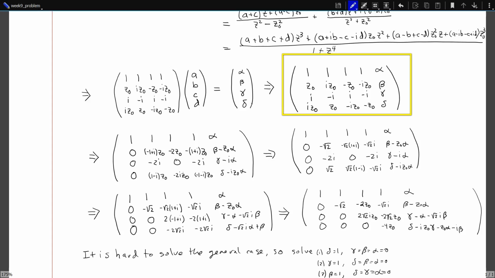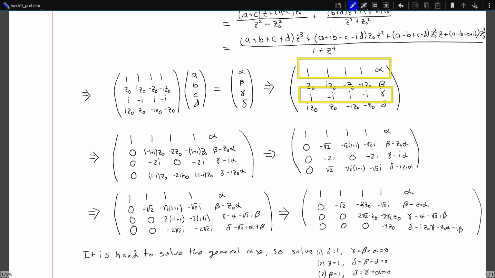And now we want to start doing the row reduction. So we're going to take the first row, multiply it by z0 and subtract it from the second row. And we're going to take the first row, multiply it by i and subtract it from the third row. And we're going to take the first row, multiply it by iz0 and subtract it from the fourth row. And when I do that, I'm going to get zeros appearing in that first column.